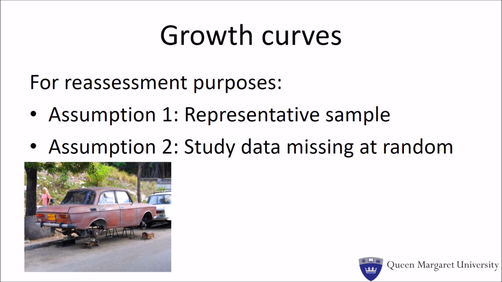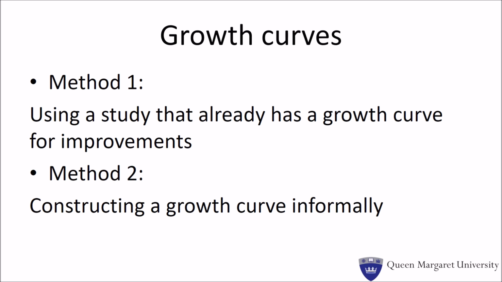So when you read a research paper and there is missing data, you have to ask, by looking at the method section as well as the results section, whether the study data is missing at random. How do we then use growth curves if we have collected some literature on them for looking at our reassessment times? Well, the first method is when we have a study that already has a growth curve plotted out for improvement. As I said before, for allied health profession research, this is fairly rare.